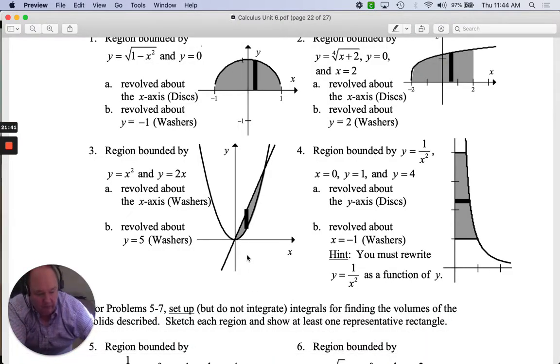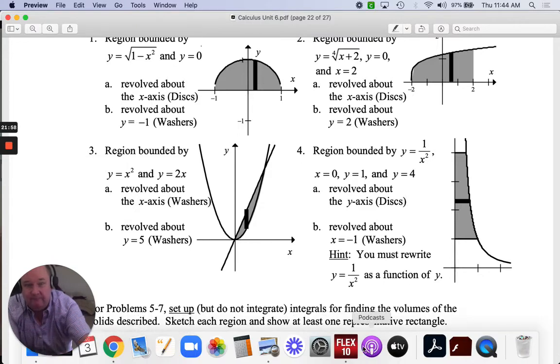In number 4, you have y equals 1 over x squared, x equals 0, y equals 1, and y equals 4. This time we're revolving it about the y-axis, so it's going to be sideways. All right, let's draw this.